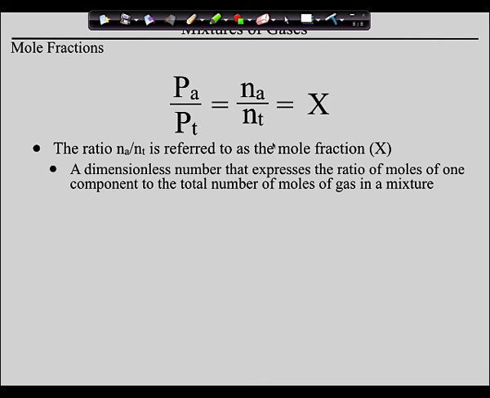Now guys, watch what happens. If we take this moles of A and replace it with X, we get this. See what I did? Take this and replace it with X, and then, as your equation sheet does, solve this for the pressure of A and you get this: the pressure total times the mole fraction gives you the pressure of A. And that's what you've got here. The pressure of A is equal to the pressure total times the mole fraction of A.